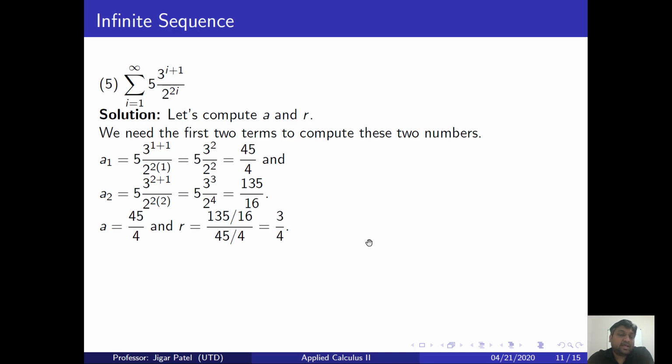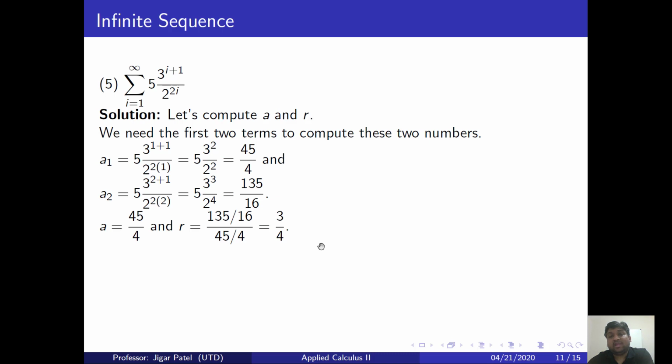R is the ratio of the second and first term, 135 over 16 divided by 45 over 4. You can notice the cancellation of 45 from the top and the bottom. Left over will be 3. You can cross out 4 from the top and the bottom. Left over will be 4 in the denominator. Okay, I get 3 over 4. Be sure you drop the denominator down, and the bottom of the bottom goes up to the top. All right, so 3 over 4 is what I get.